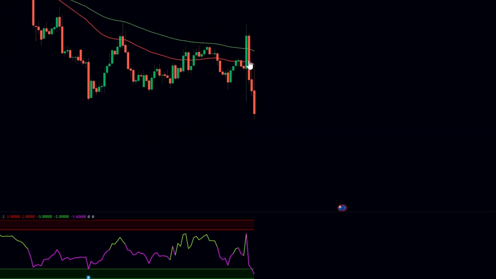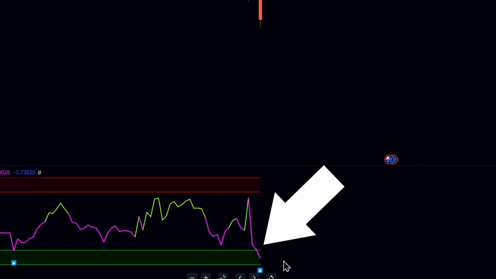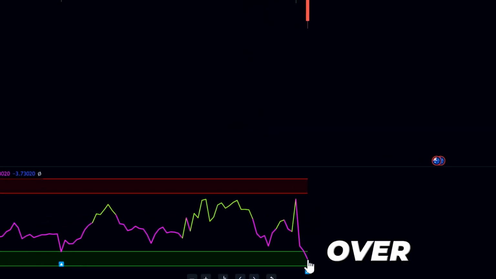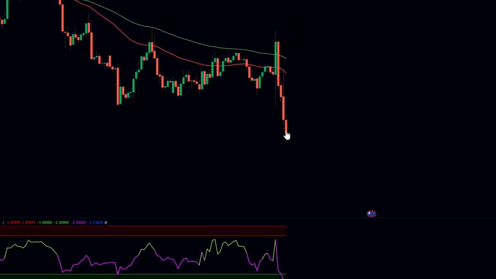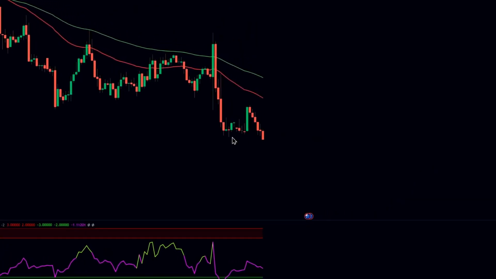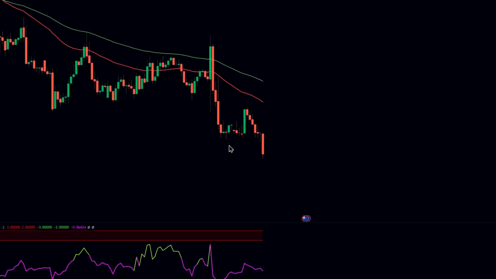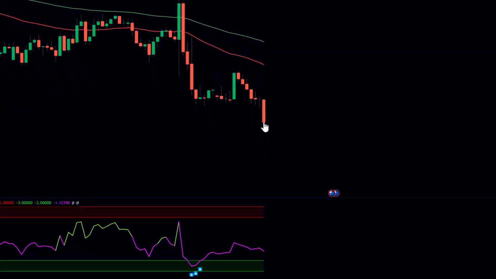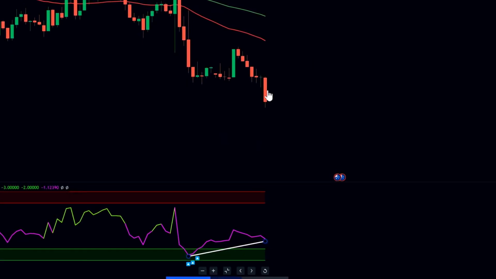Imagine the price has been declining up to a point where the Z-score line enters the bottom threshold, indicating potentially oversold conditions. But on the chart, the price doesn't immediately go up. Instead, it drops further, consolidates, and even breaks below the previous low. If you look closely, you'll notice that although the price made a lower low, the Z-score oscillator was establishing a higher low. This is a classic bullish divergence.